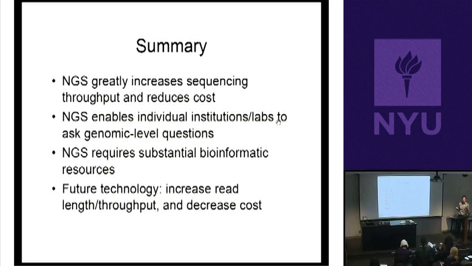In summary, next-generation sequencing greatly increases sequencing throughput and reduces cost. It allows individual institutions, and even sometimes labs, if they have enough money, to purchase their own machines and complete their own genomic-level projects. It requires substantial bioinformatic resources, and there's continuously new technology coming out that's going to increase the amount that we can sequence and decrease the cost, and hopefully make the computational side of things a little bit easier. So, thank you.